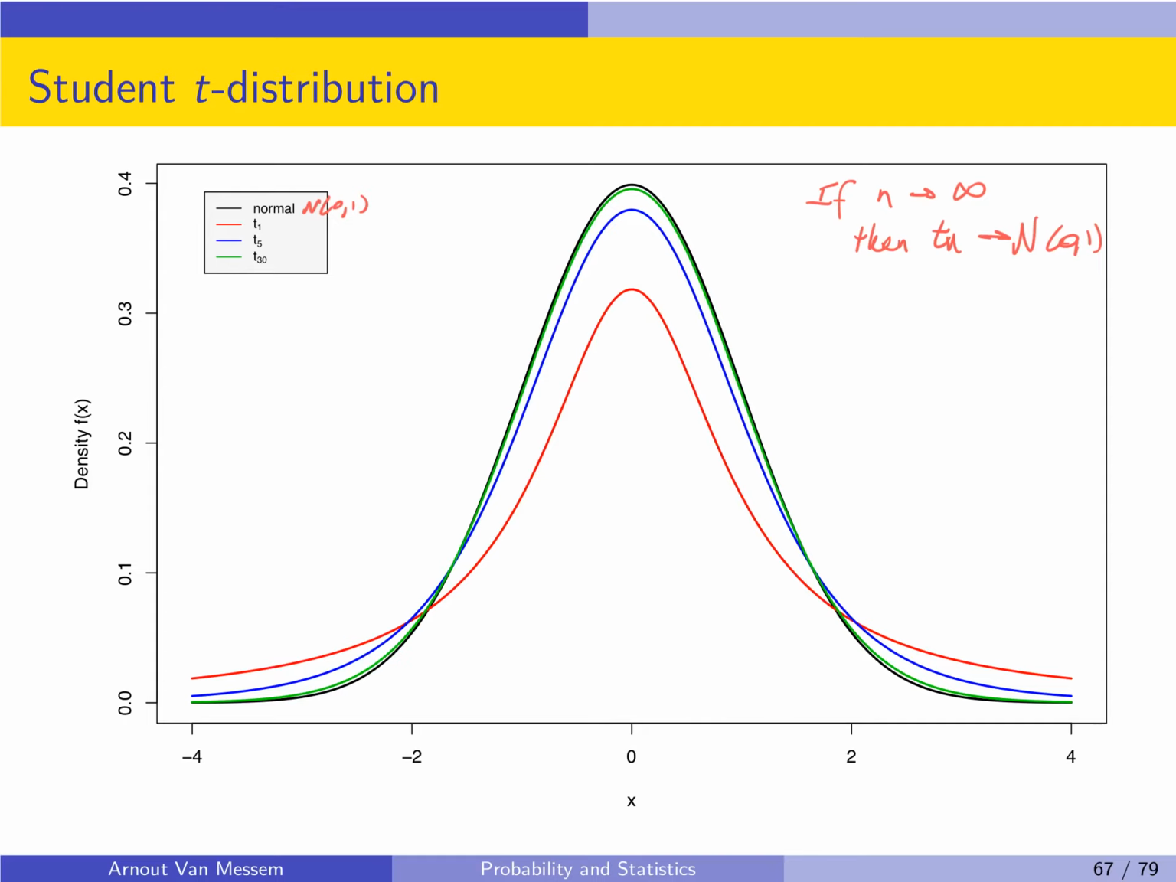From the plot, you also see that the center of the distribution is 0, the same as the standard normal distribution, and you see that for a t-distribution, the tails are heavier than the tails of a standard normal distribution.